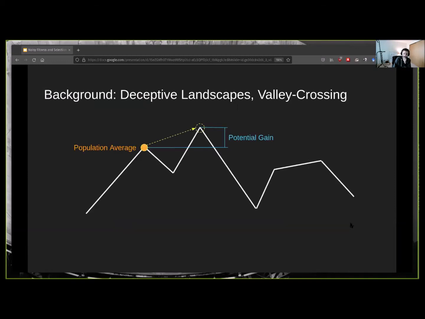So just as a bit of background, if you are doing asexual evolution on deceptive landscapes, and we say, for example, our population is located here, then from a bird's eye perspective, we know that there is some potential fitness gain if only the population could move to this higher fitness peak on the fitness landscape. But this is difficult because there's a minimum beneficial distance. There's a certain number of mutations that somebody in the population has to accumulate before we can even start to detect the beneficial gain in the population. And of course, this is called valley crossing.